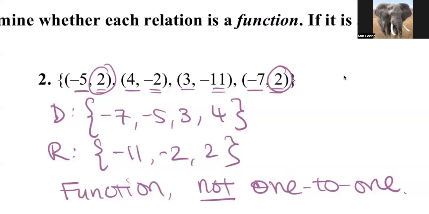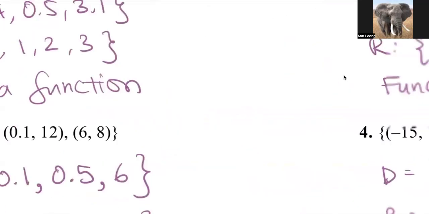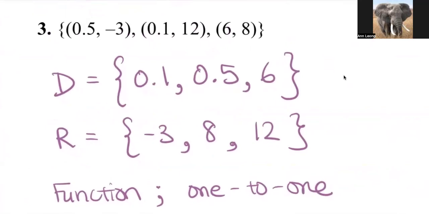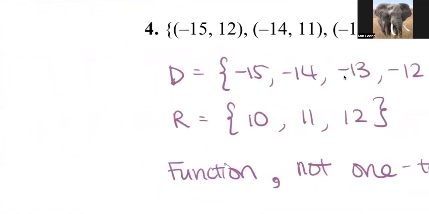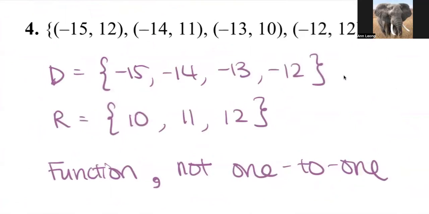All right, so here are the answers for 3 and 4. For number 3, that's the domain, the range, it's a function, and it's one-to-one. Answer for number 4, we have the domain, the range, it's a function, and it's not one-to-one.